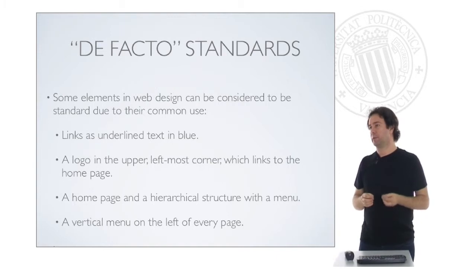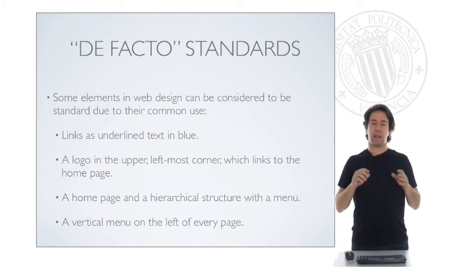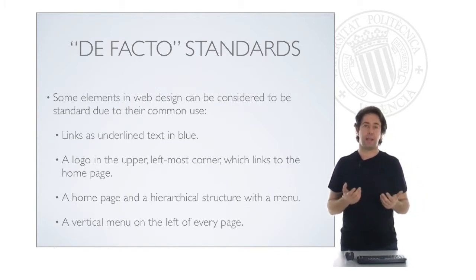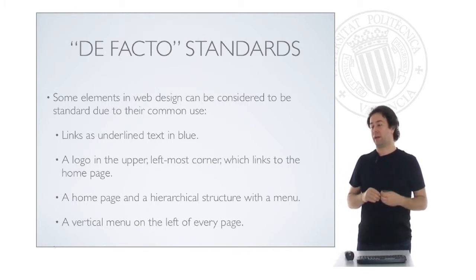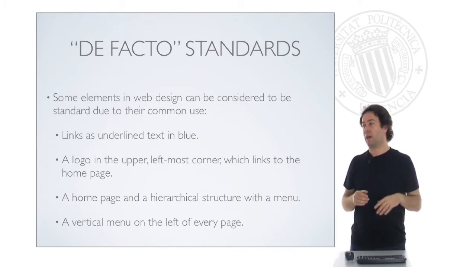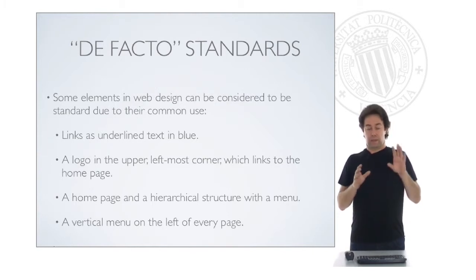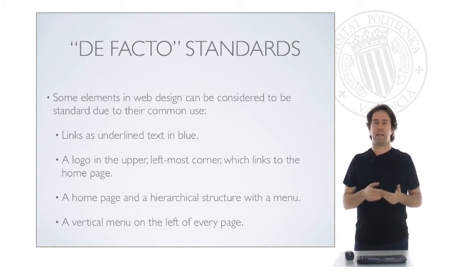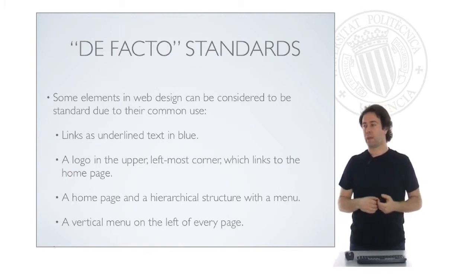So let's see some examples. In web design, it is a standard to see links as text which is underlined and in blue. This is something which happens very often, and readers in a website are used to seeing that. Another standard may be a logo in the upper leftmost corner. An image in that corner is very often a logo, and very often it links to the home page. That's another de facto standard.